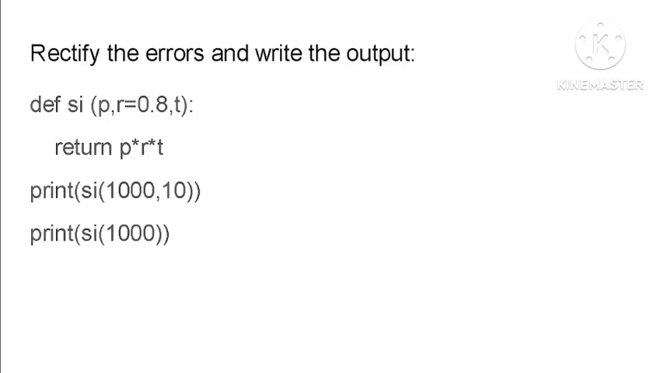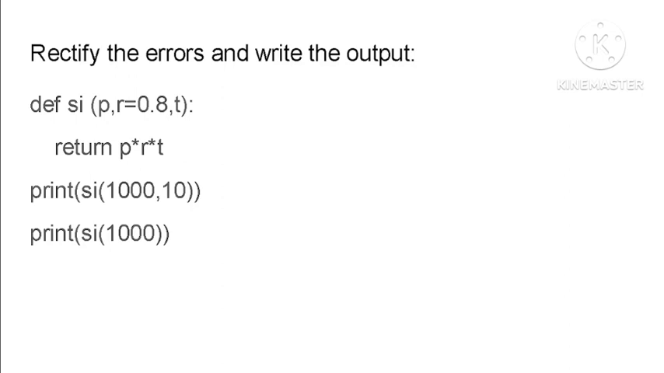Now look at this code. This code finds the simple interest for the given values. def SI, simple interest of P comma R equal to 0.8 comma T colon. Return P into R into T, and print SI of 1000 comma 10, print SI of 1000.